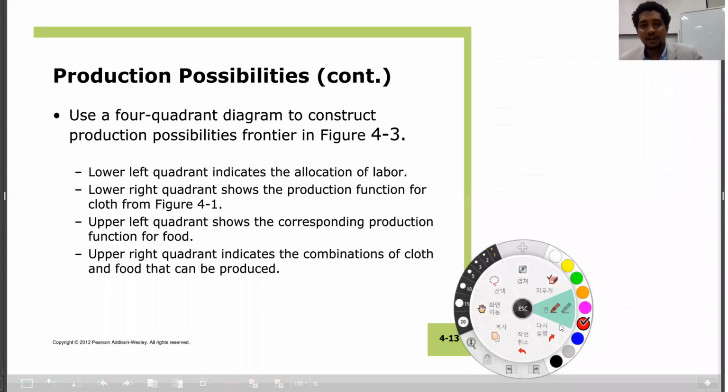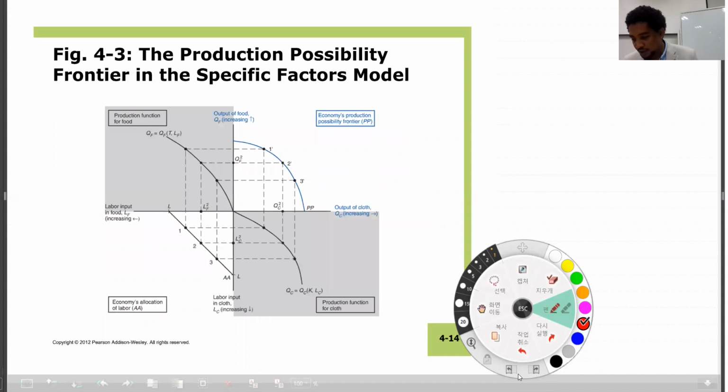So now we will look at the production possibility frontier of this specific factor model. The production possibility frontier looks a little bit complicated, but it's easy. So don't worry about the graph, but we'll talk about the 4 quadrant diagram for the possibility of production in a specific factor model. The 4 quadrant looks like this one.